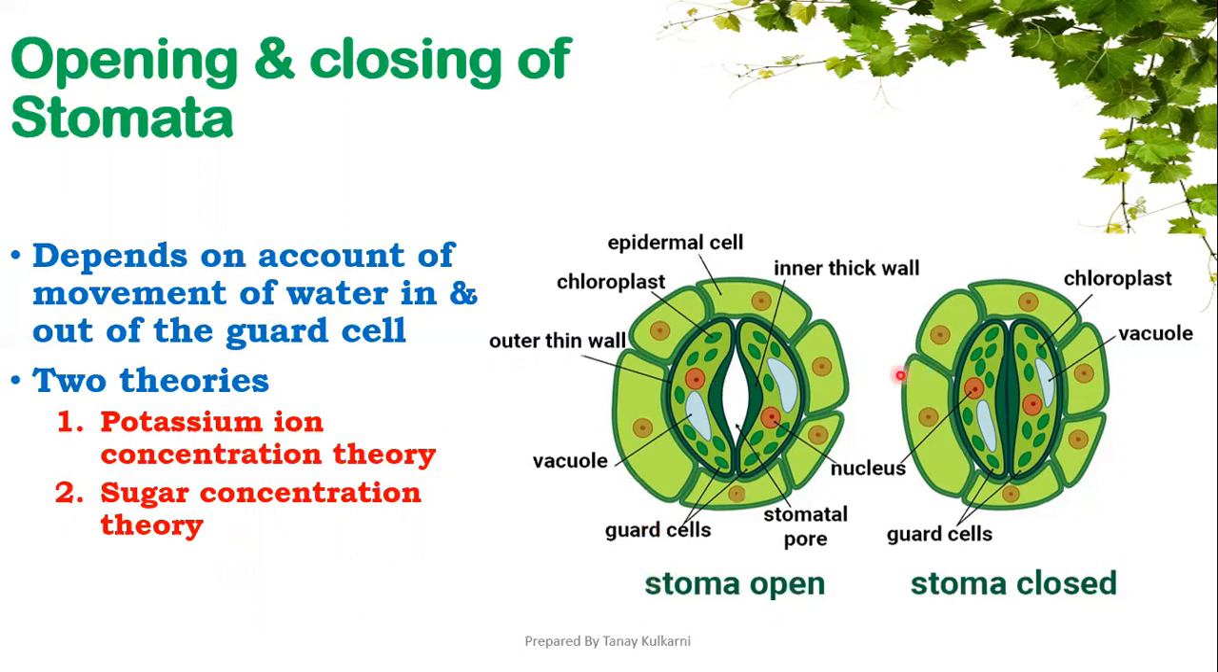This diagram is given in our textbook, I guess on page number 69. There you can see two guard cells along with some other cells. Those other cells are called epidermal cells. These cells play an important role in providing the potassium ions. Questions can be asked: sketch and label when the stomata is open and when the stomata is closed. So you can refer to that diagram on page number 69.